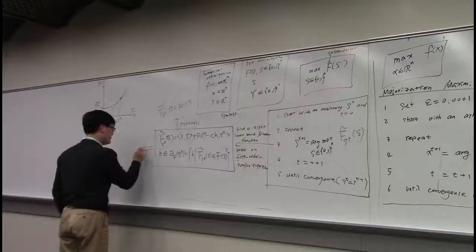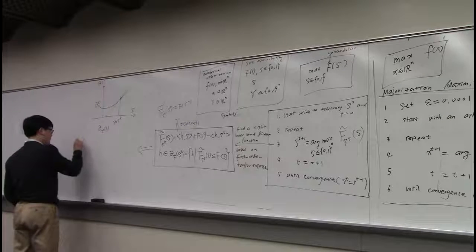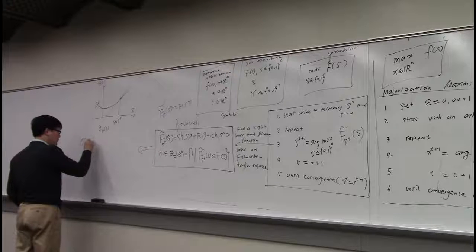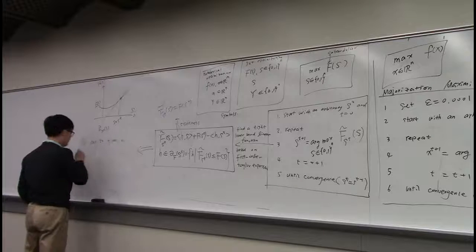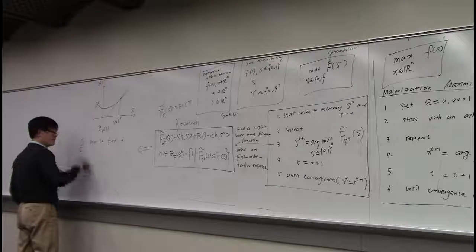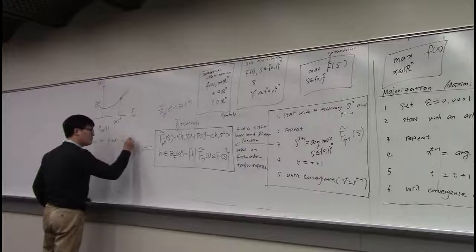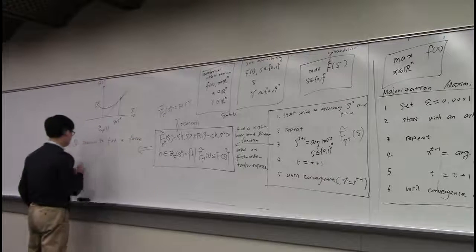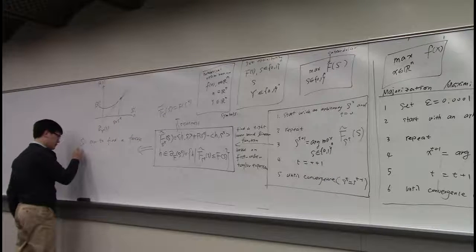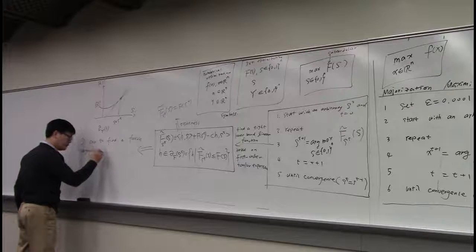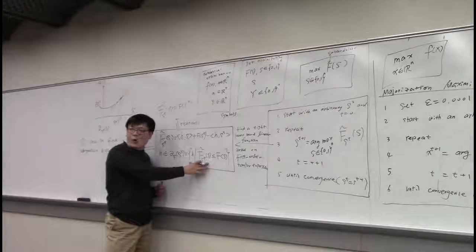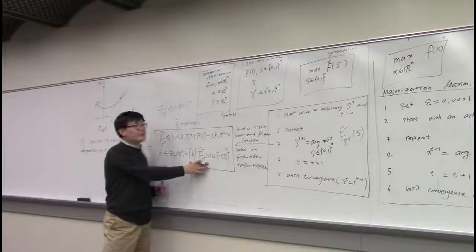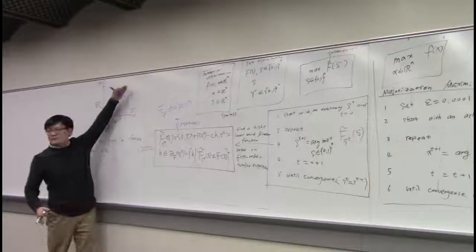So that's why the question is how to find a feasible subgradient. h belongs to this set. This is a set of all possible subgradients, which guarantees a lower-bound line.